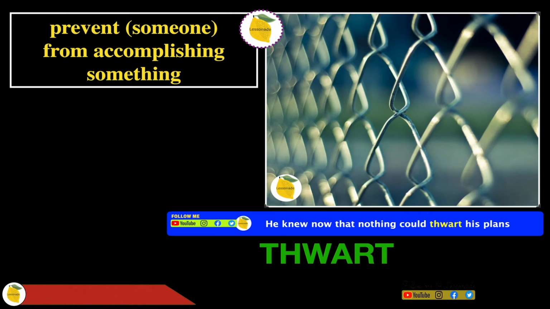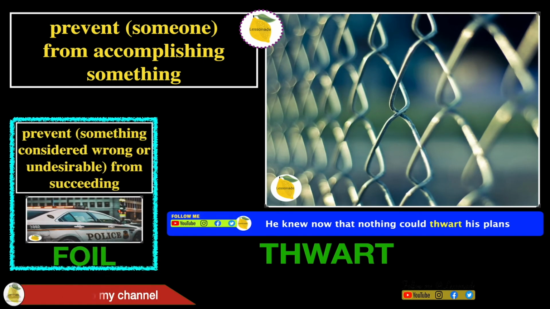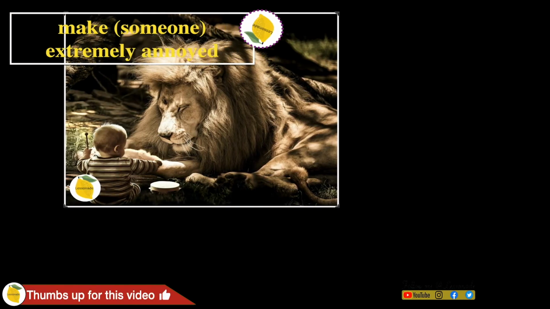So once again, before we go on to the next one, let's try to recall the previous slide, and the previous slide is foil. Let's go on to the next one.